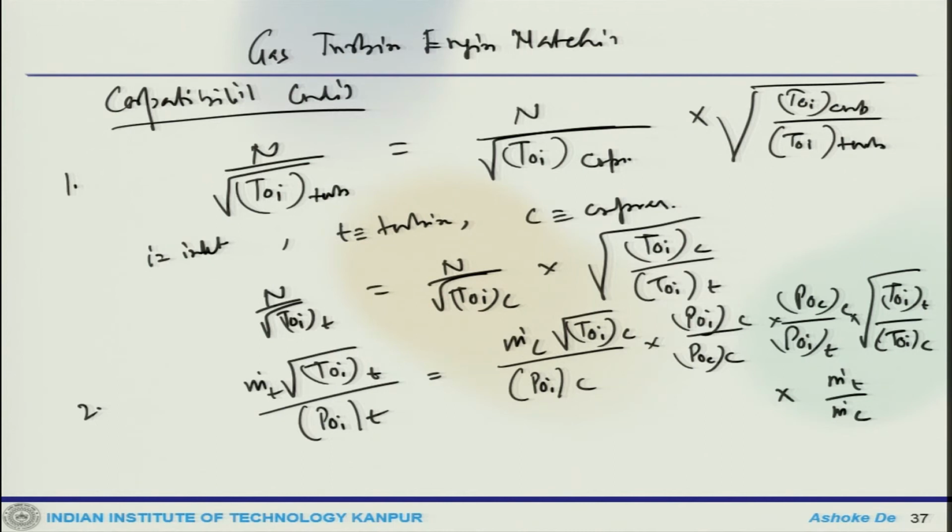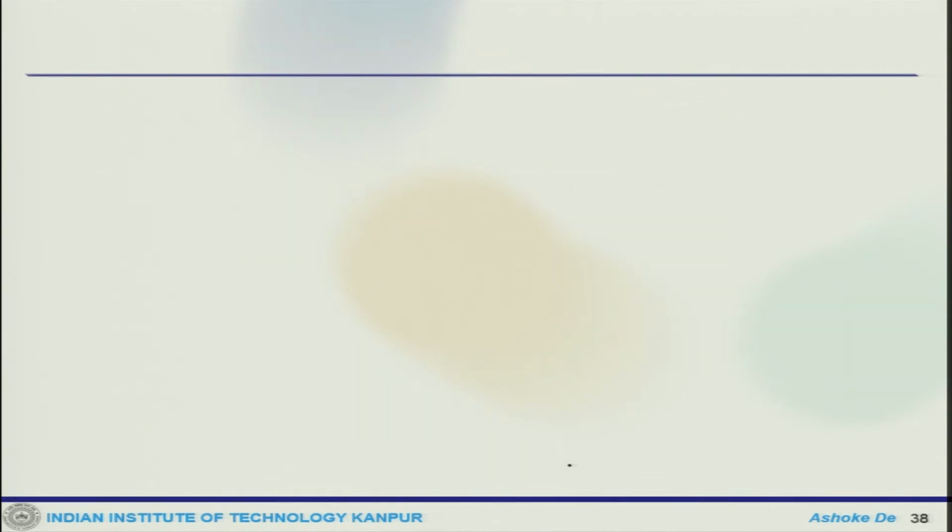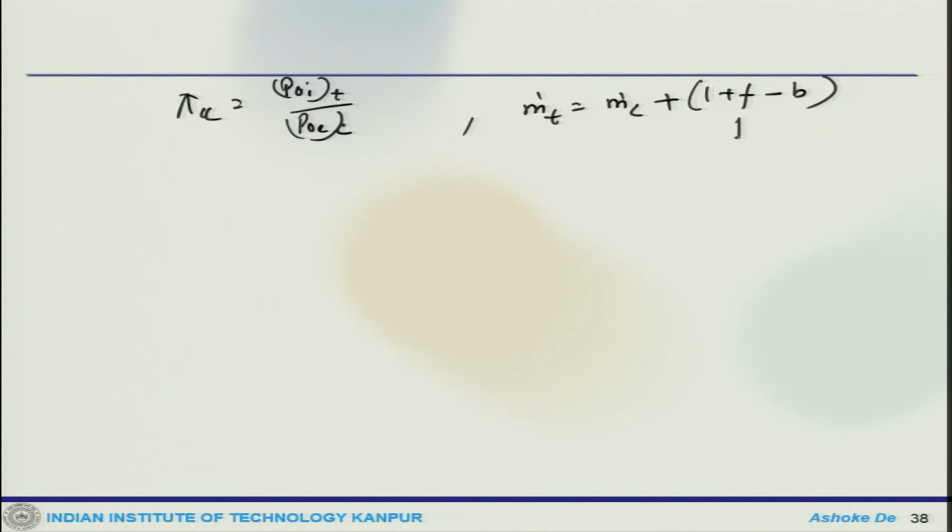Now, the compressor pressure ratio is pi C, which is P naught E C by P naught I C, and the combustion chamber pressure ratio pi CC, which is P naught I turbine by P naught E compressor. Conservation of mass gives m dot T equals m dot C times 1 plus f minus b, where f is the fuel-air ratio and b is the bleed-to-air ratio. Then we can have conservation of energy, or power balance.